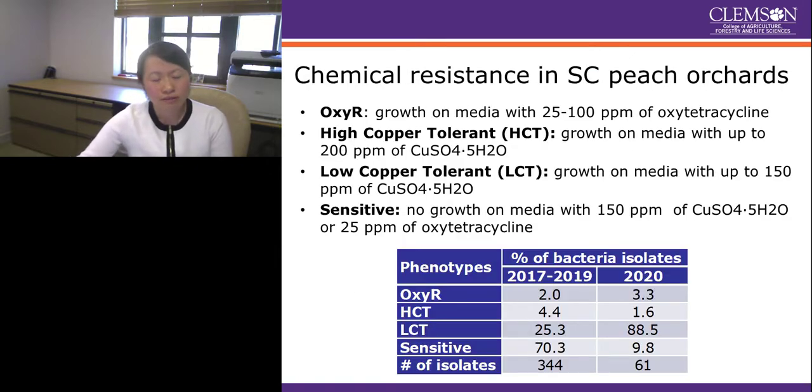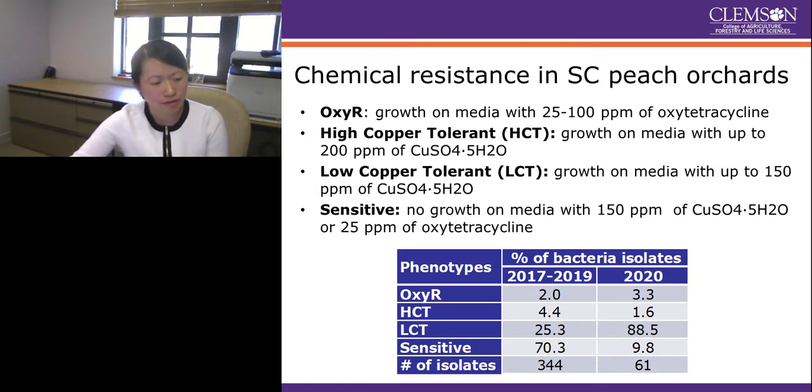So on top of this limited efficacy, we also found oxytetracycline-resistant and copper-tolerant bacteria in South Carolina peach orchards in the past 4 years. This table shows you the percentage of bacteria with different chemical sensitivity levels. As you can see, the oxytetracycline-resistant bacteria and the high copper-tolerant bacteria are relatively rare, but they were found in multiple farms in different years.